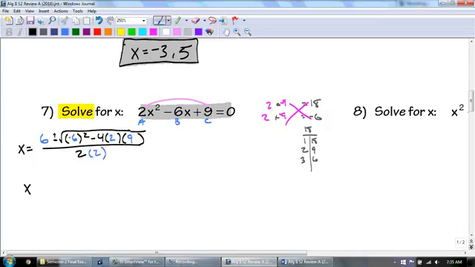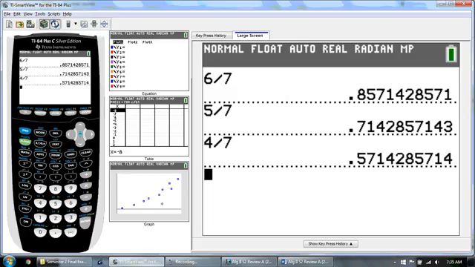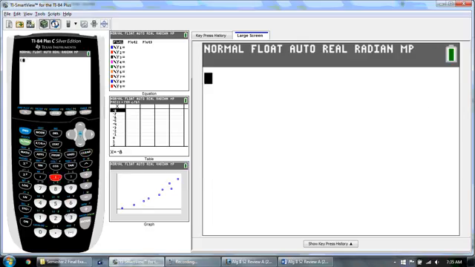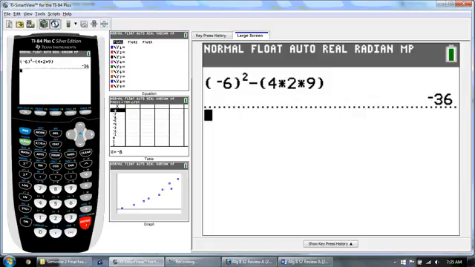Now, my first step is to do everything underneath the square root. So in my calculator, I'm going to do negative 6 squared minus 4 times a times c, and we get negative 36.